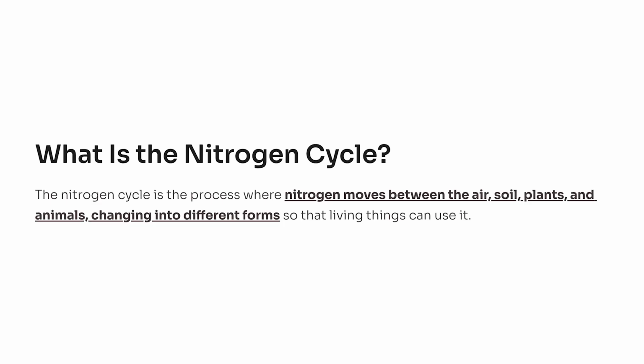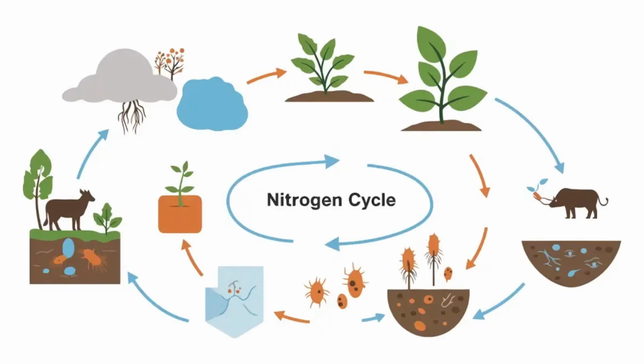Think of it like a recycling system for Mother Nature. Nitrogen goes from the air into the soil, then into plants, from plants into animals and human beings, and later back into the air again. Here is an image showing how nitrogen moves around in nature. Let's take a closer look at it together.